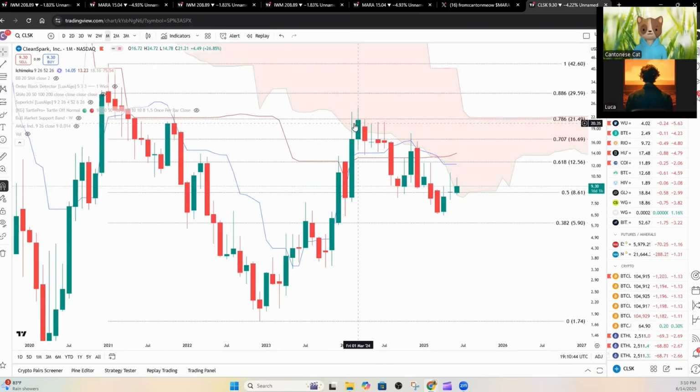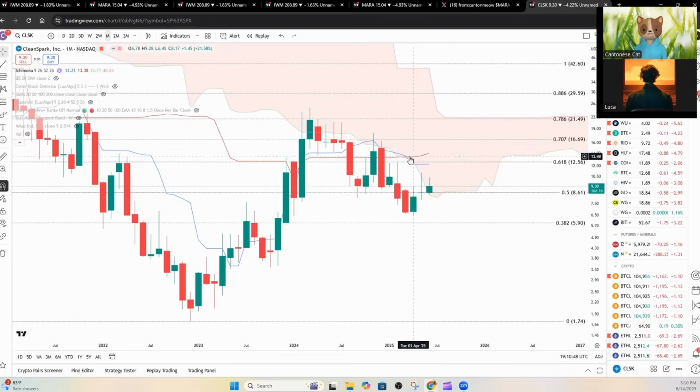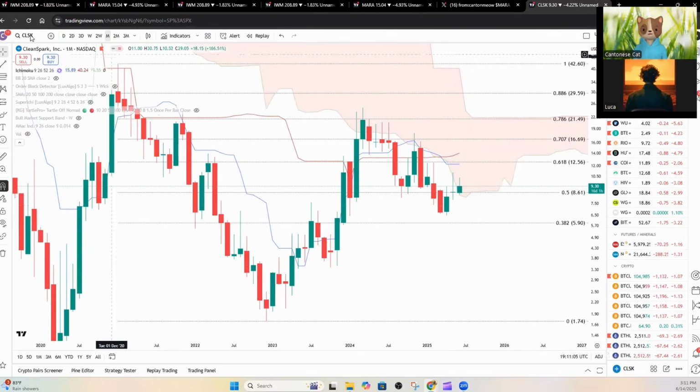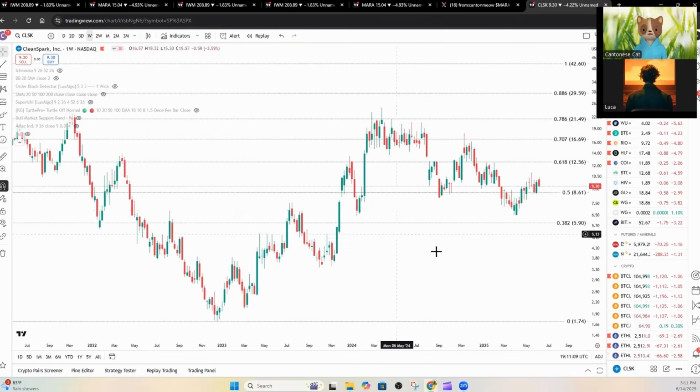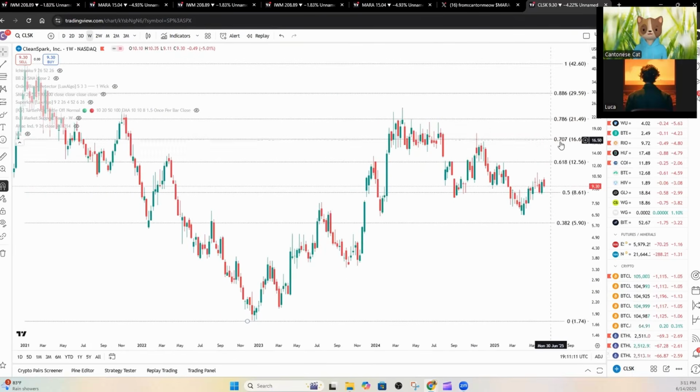Action here for almost the entire year and a half. Guess what's happening right now? We're entering the cloud. We are holding the 0.5, and will probably end up gravitating back up here to the 0.618 or the 0.707. 0.707 was kind of the level that you were talking about earlier, and I think that's a very, very important level to break.